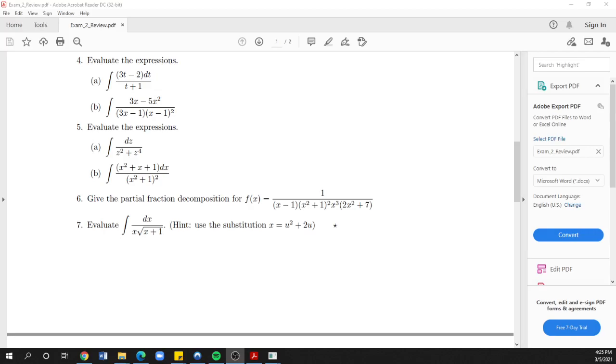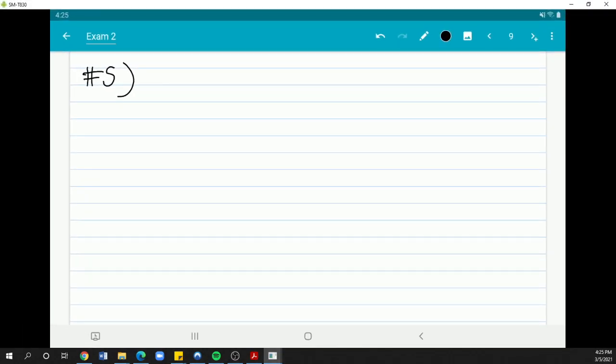Alright, now we're looking at problem number 5. So some more partial fractions. What differentiates these from the other ones, whether they're factored or not, is that they're going to have these simple quadratic factors, or in other words, quadratic factors that don't factor into smaller ones. So no real roots. You can think of it that way.